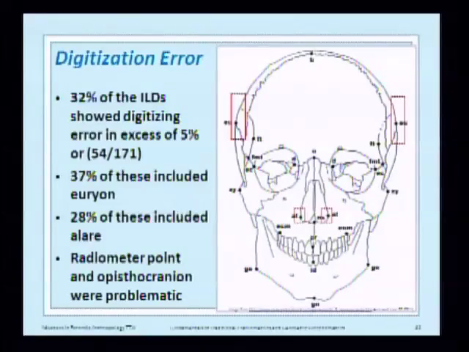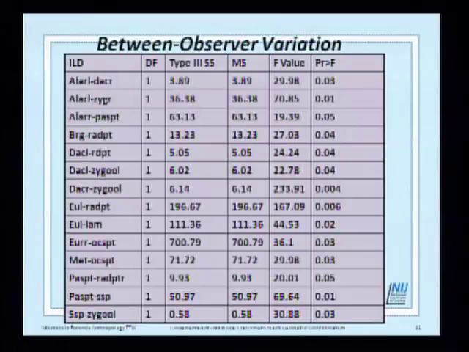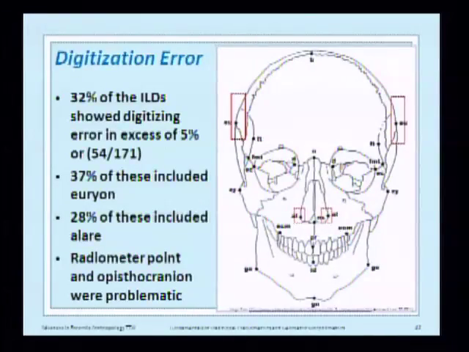So we looked at all of these interlandmark distances, and 32% showed digitizing error in excess of 5%, or 54 interlandmark distances out of the 171, okay? 37 of these included Urion, okay? 28% included Alare, all right? And the radiometer point and epistocranium were problematic.